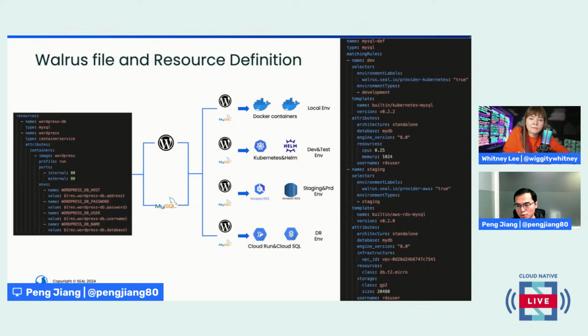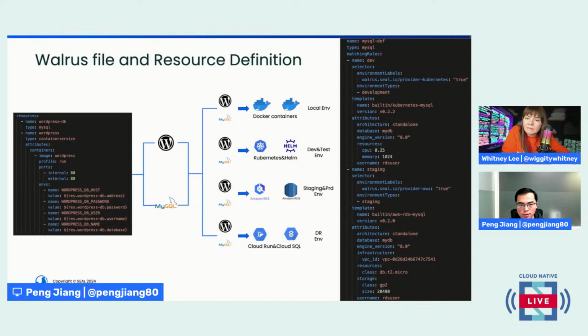And if there is a production environment, for example, based on AWS, then you can use this Walrus file to deploy your application in your EKS cluster, and you can provision the database as an RDS database. And if you also have a disaster recovery environment in your Google Cloud, you can even run the container service as Google Cloud Run, which is something like a serverless or FaaS service. And you can also use the database as a Google Cloud SQL.